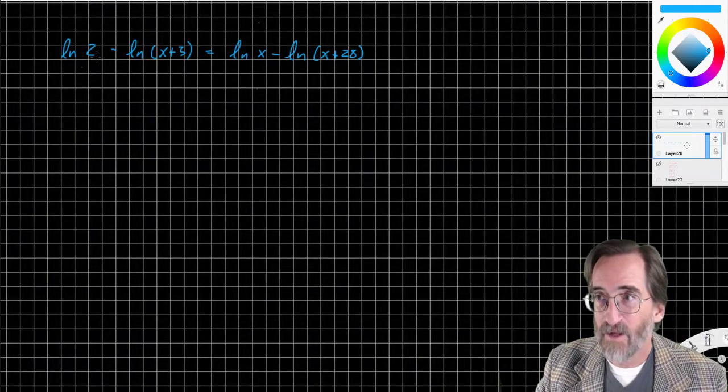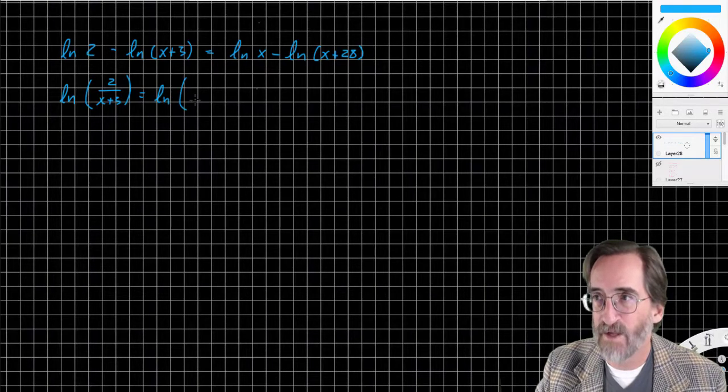All right, so a difference of logs is a log of a quotient. So the natural log of 2 divided by x plus 3 equals, the difference of logs is a log of a quotient, the natural log of x divided by x plus 28.